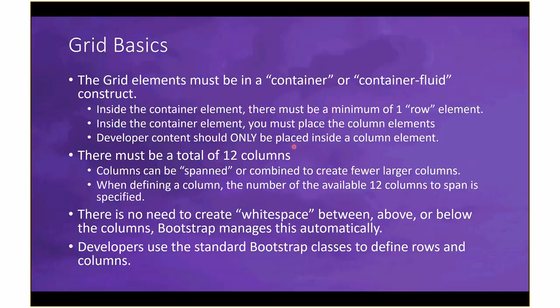And then inside the row element you place the column elements, and inside the column elements you place your own content. So the order goes container, row, columns, and then your content in the columns. There must be a total of 12 columns, but you can span or combine them into fewer, larger columns. When defining a column, the number of the 12 columns you want to span is what you specify. So if I want to span 3 columns, I specify 3. We'll show how to do that in just a moment.